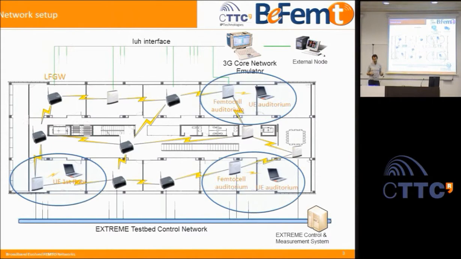The local femto gateway is an entity defined by bFemto that deals with the mobile network layer, so as to try to confine the 3GPP procedures to the network of femtocells. But in our case, it is also the aggregation point of the traffic generated in the wireless network of femtocells, because from the local femto gateway, through the Iuh interface, we reach the core emulator that we have in our lab, in what we call the EXTREME testbed, on the second floor of our building, and then the external node, which is emulating the internet.